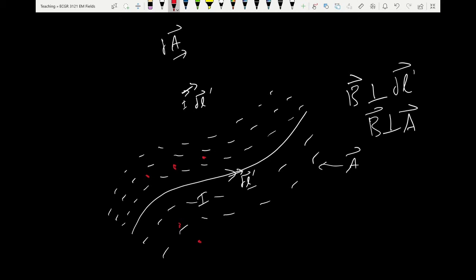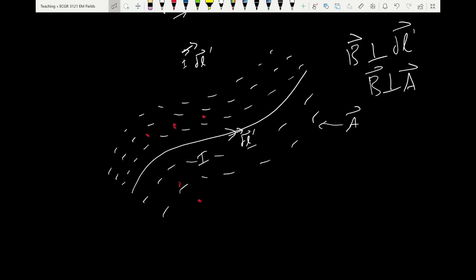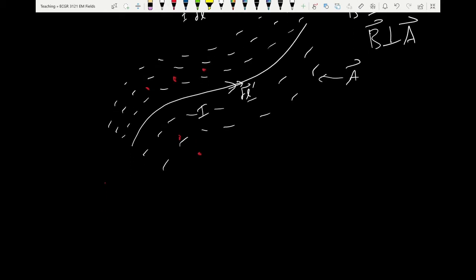So this also makes A easier to visualize. It always runs in parallel with the current. It's a mathematical construct that's very useful and that makes solving a lot of magnetostatic problems easier. So what we have done so far is we started with the Biot-Savart law, and we reached an expression for A.